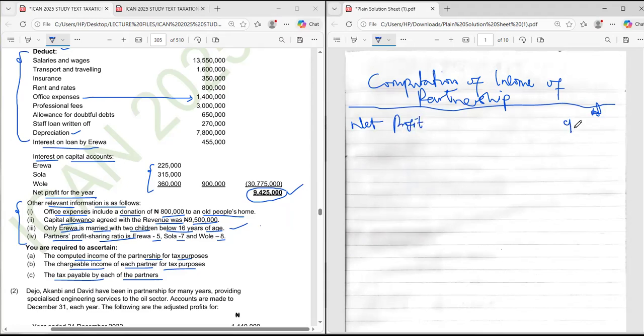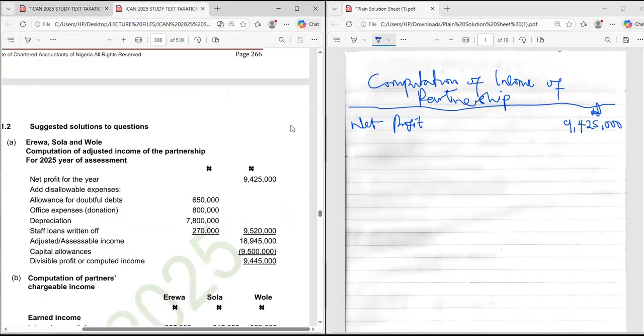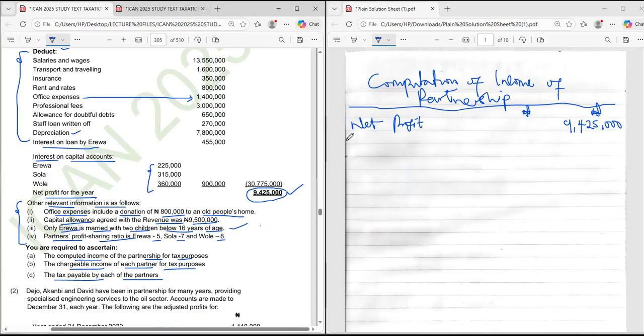9,425,000. Good. So now we are going to adjust this profit to the available information that we have, the same way. Let's be tracing it here. So let us add back our disallowable expenses. We add them back because they were initially subtracted. Disallowable.